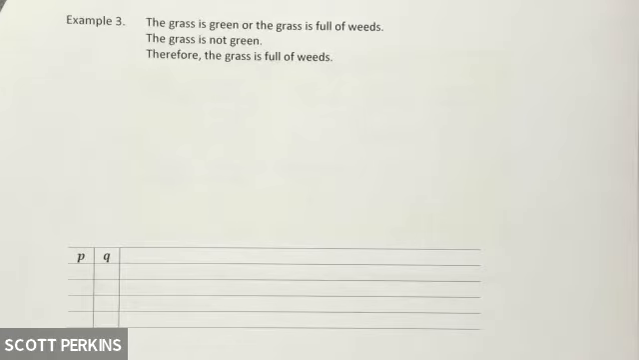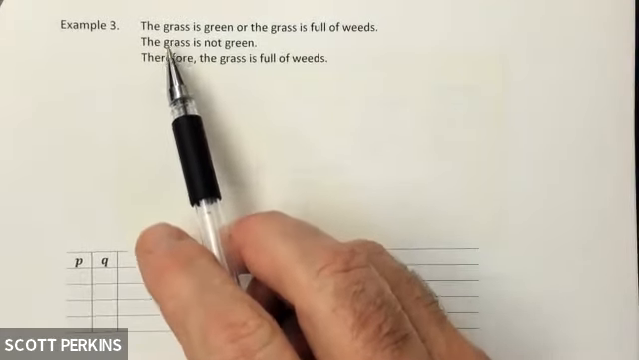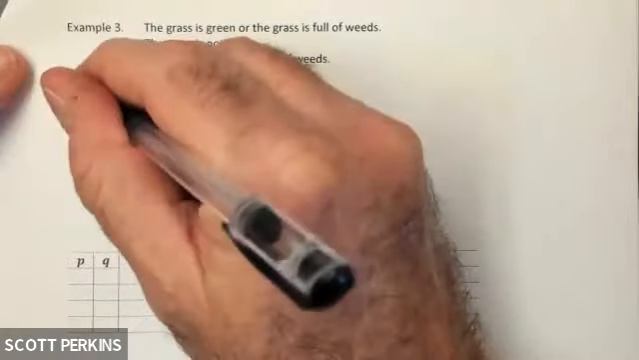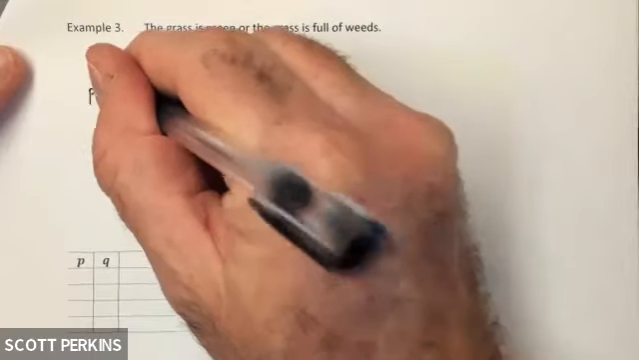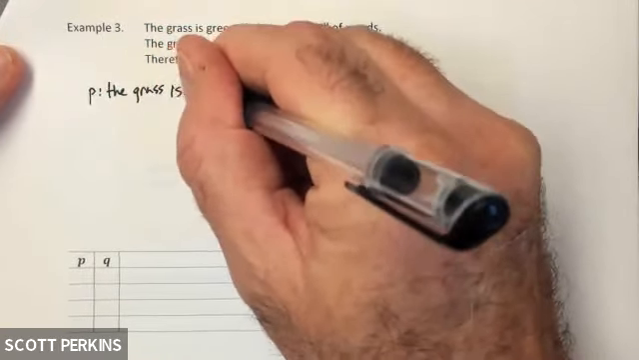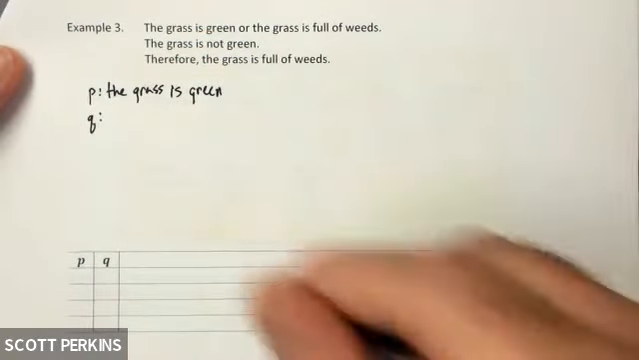So starting off, I'm going to define my simple statements. The first statement says the grass is green or the grass is full of weeds. So statement P is going to be the grass is green. Statement Q is the grass is full of weeds.